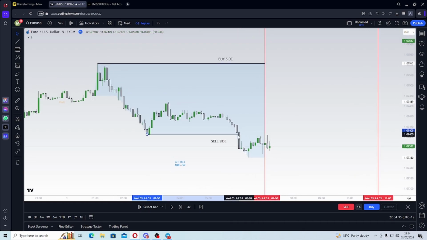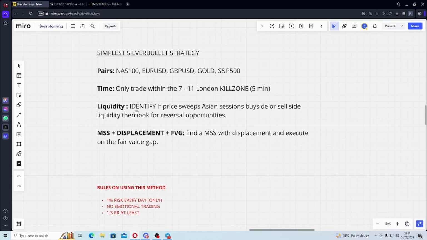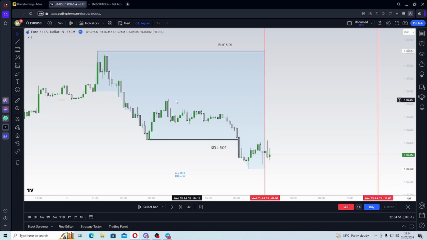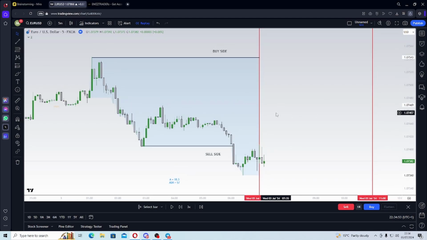Once this has been swept, this is our confirmation to go into the next step, which is that all we need to do is find a market structure shift with a displacement, and then we execute on the fair value gap. This is such an easy method, but it's very effective. So make sure you are listening carefully, because I'm now going to explain the most important part of it. So now we're going to be looking for the market structure shift.